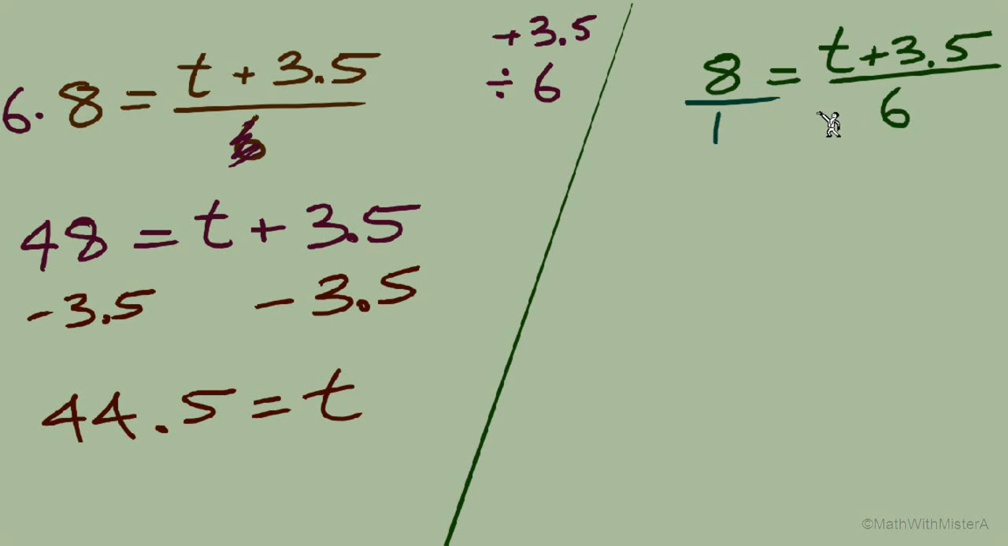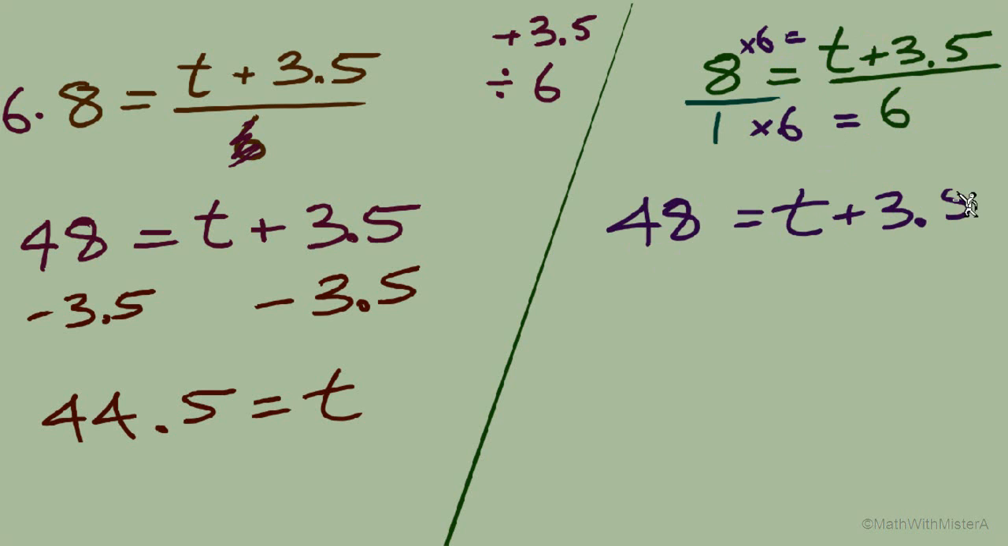At this point we could still say I'm going to multiply both sides by 6. It's going to look a lot like how it went down over here. Or we could say, to show that these two fractions are equivalent, in the denominators 1 times 6 equals that denominator 6, therefore 8 times 6 has to equal this t plus 3.5. 48 equals t plus 3.5.